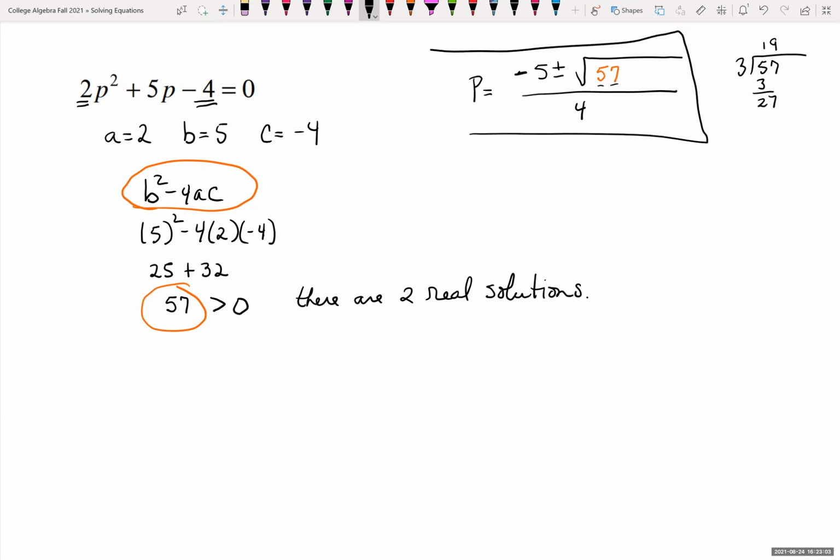And notice that that's a real number. -5 plus the square root of 57 over 4 is a real number, and -5 minus the square root of 57 over 4 is a real number. Okay. So we found our solutions.